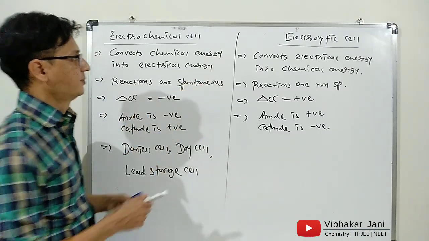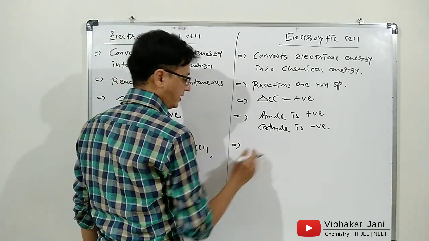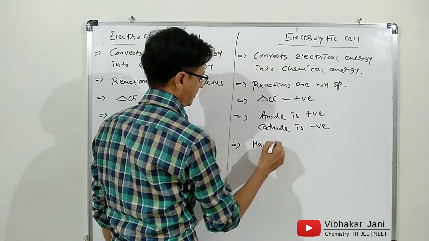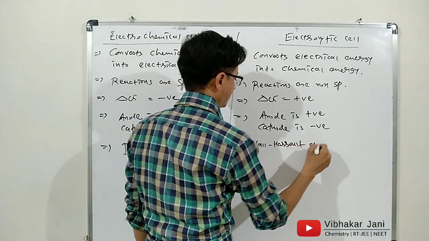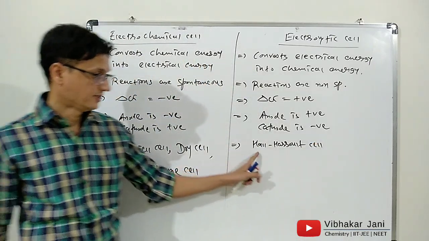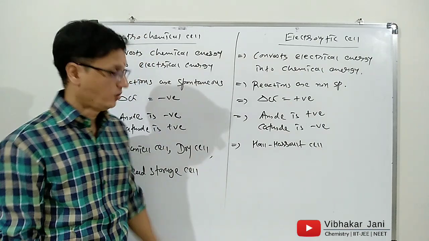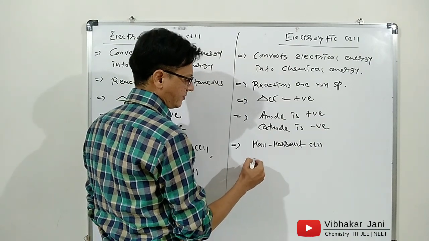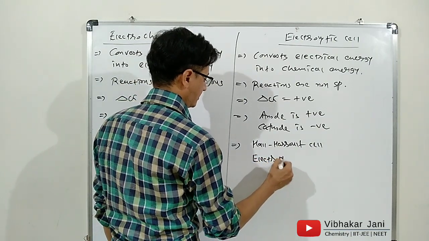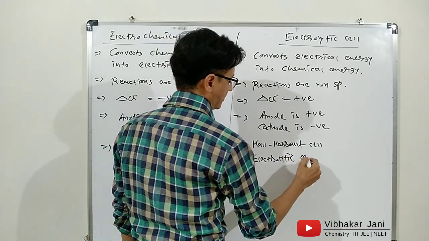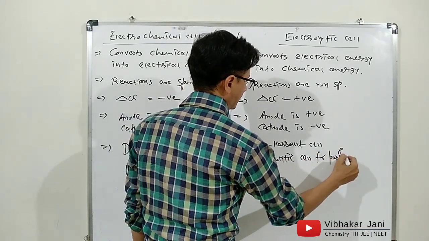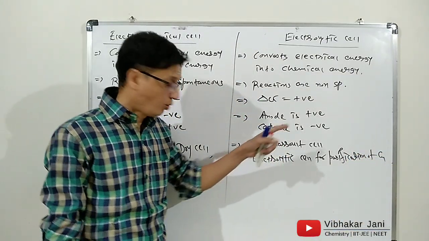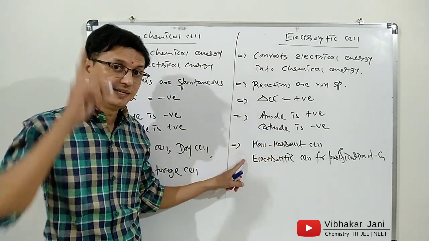Okay, now let us take some examples of electrolytic cell. So here in electrolytic cell, the Hall-Héroult cell. This is the cell which is used to purify aluminium, the Hall-Héroult process. It is also a familiar process to you. Then the electrolytic cell for the purification of copper. This topic was also discussed in your 10th standard.